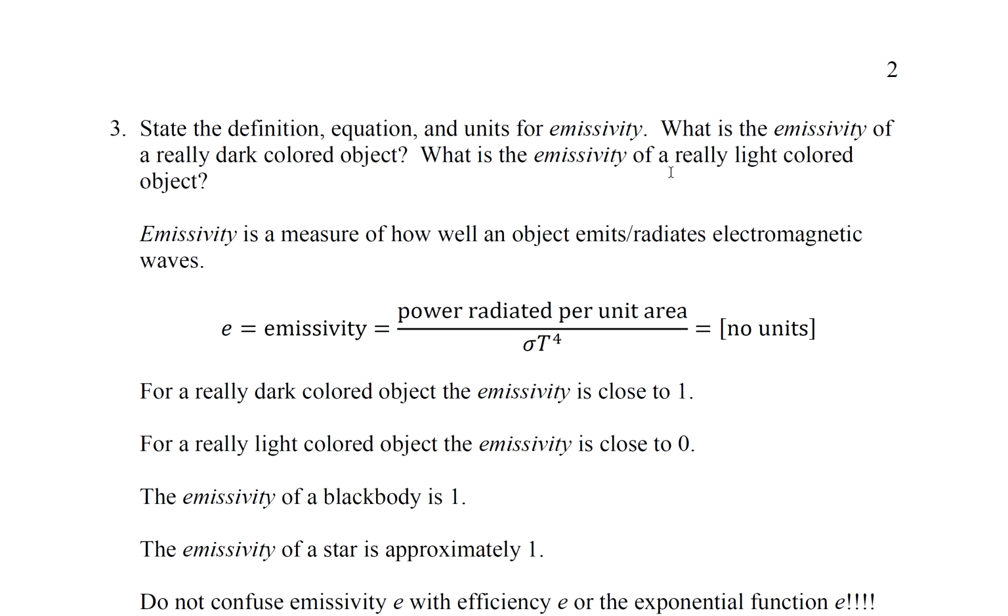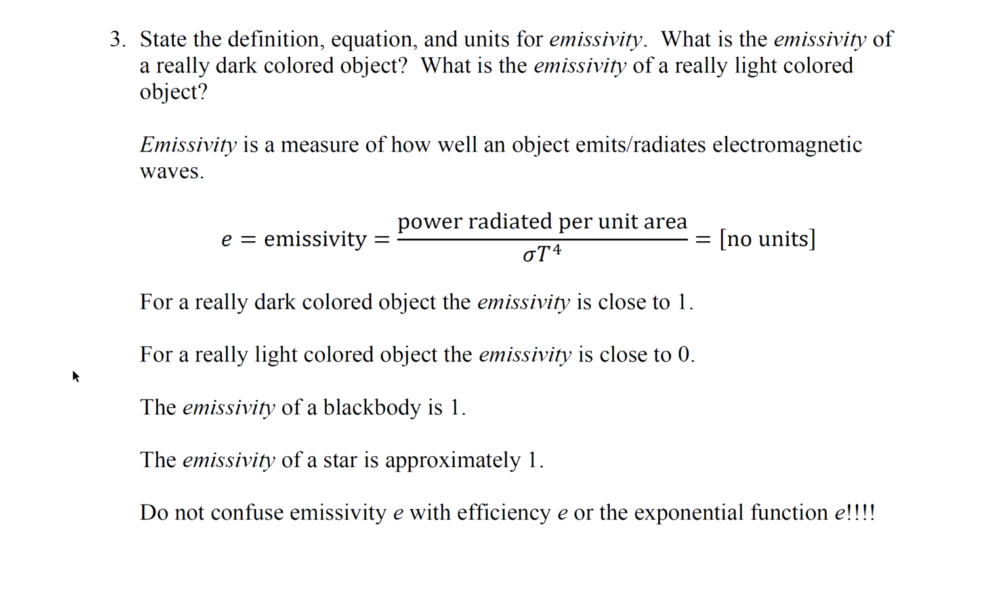Question 3. State the definition, equation, and units for emissivity. What is the emissivity of a really dark colored object? What is the emissivity of a really light colored object? Emissivity is a measure of how well an object emits or radiates electromagnetic waves. Little e equals emissivity, which is power radiated per unit area divided by sigma T to the fourth. It has no units. So sigma is a constant.